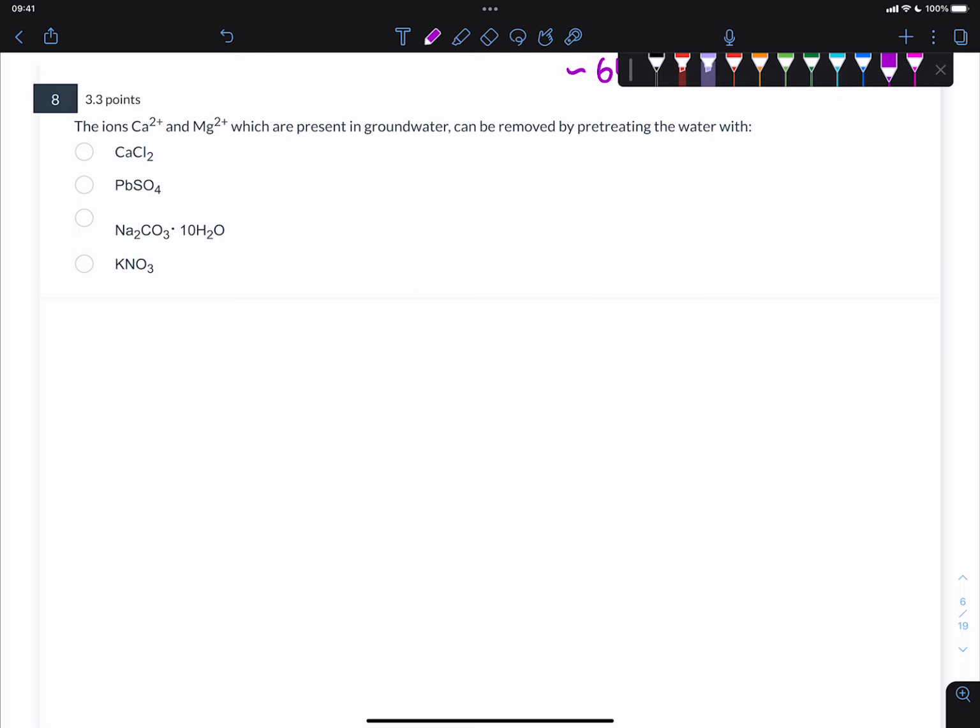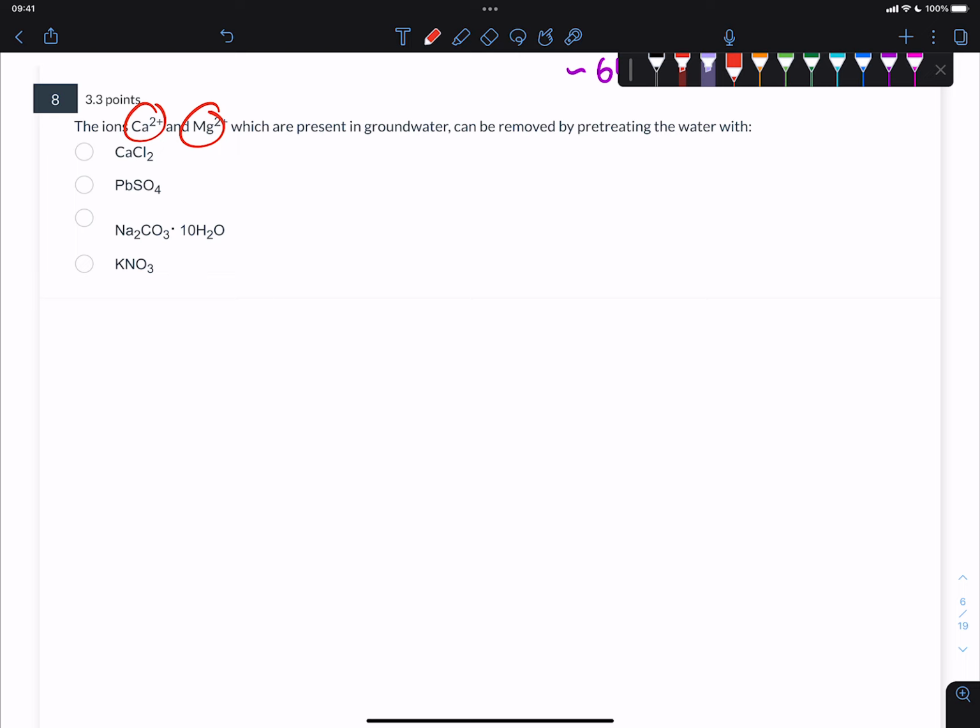Number 8: the ions calcium and magnesium are present in groundwater, and you can remove them by pre-treating the water with what? You're probably going, I'm not sure. If you do have to memorize the solubility rules, memorize the solubility rules. But the solubility rules will tell you how you can remove calcium and magnesium, because calcium and magnesium are going to complex with the anion. Note that these are both cations, right? They're both positively charged, so they're cations.